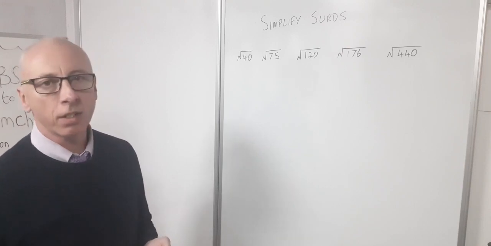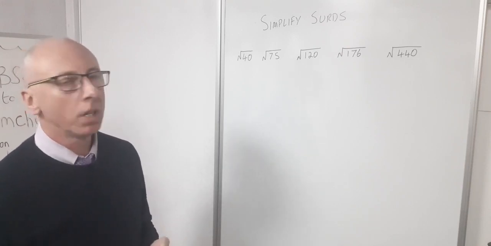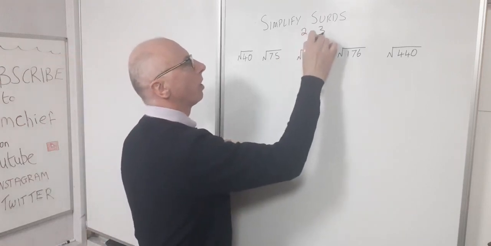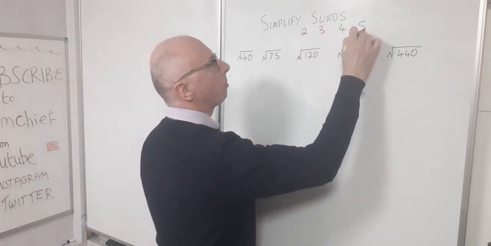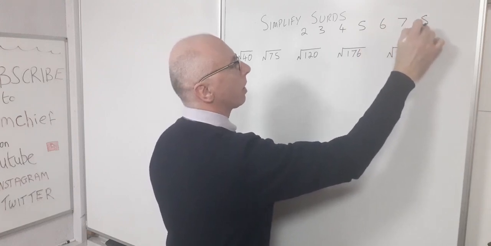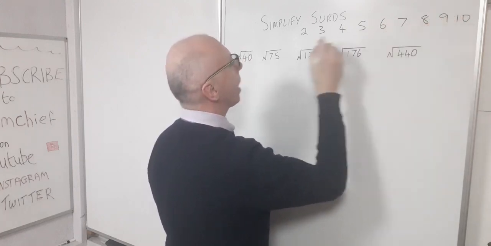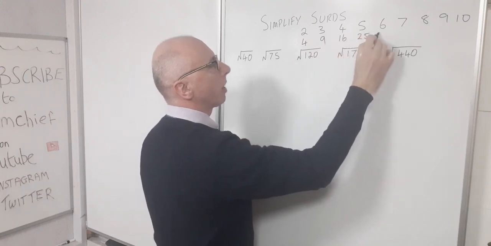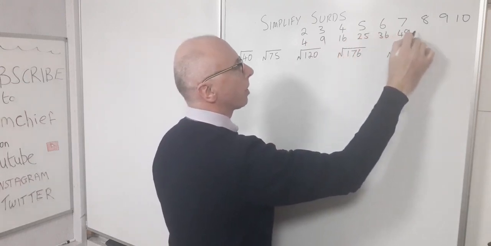So the first stage is what I do is to get a table of square numbers from 2 to 10. So I'll write my numbers in a little box in this form, and then what I will do is square them all off and use that as my reference. So this is all my square numbers.